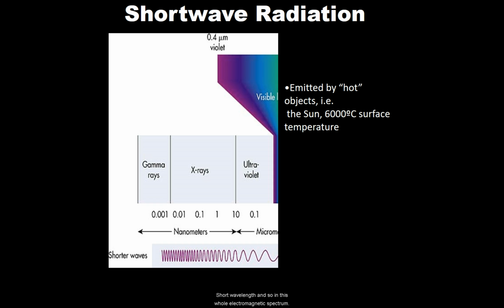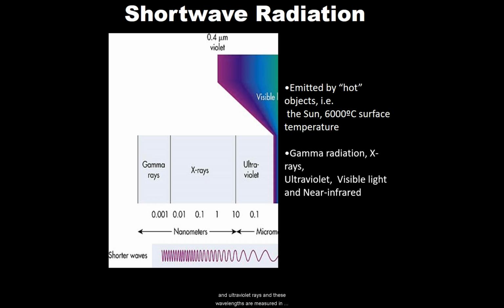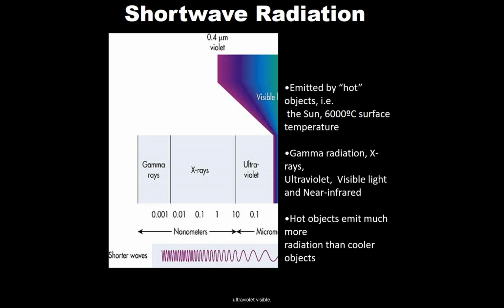And so in this whole electromagnetic spectrum, short wavelengths are often defined as being very harmful. These are made up of our gamma rays, our X-rays, and our ultraviolet rays. And these wavelengths are measured in nanometers in size. We can see on this chart itself, the size of the waves are much smaller from crest to crest or trough to trough. Again, these are the most harmful rays that we see within the electromagnetic spectrum. And as I mentioned, these are going to be our gamma radiation, our X-rays, our ultraviolet, some of our visible light, and near infrared.